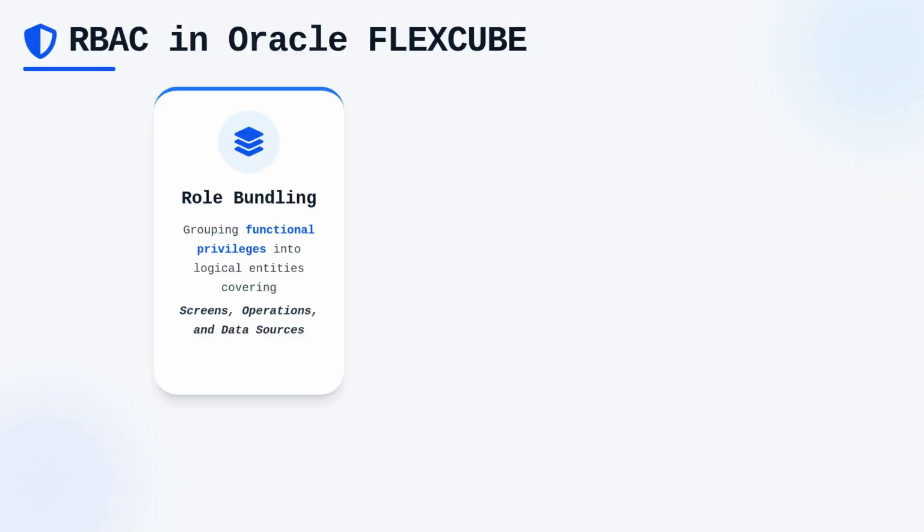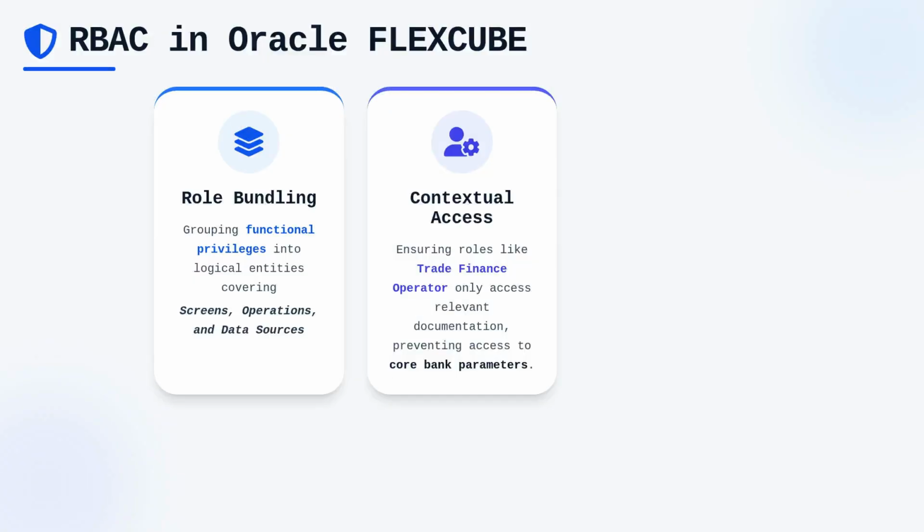The implementation of RBAC in Oracle FLEXCUBE relies on a structured approach where we define distinct roles containing specific access rights to screens, operations, and data sources. When a system administrator creates a role, they are essentially bundling functional privileges into a single logical entity. For instance, a user assigned the role of a trade finance operator would be granted access to the specific screens required for import or export documentation without necessarily having rights to modify core bank parameters.